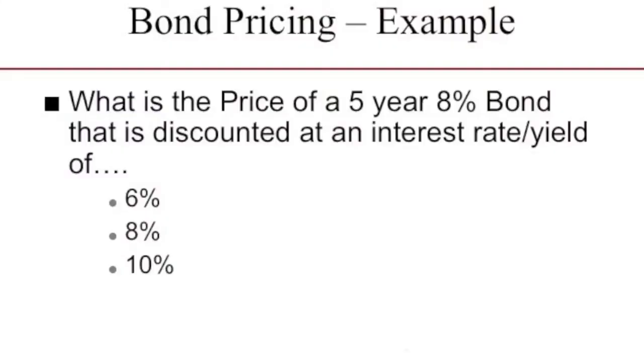We could work through some other examples. For example, what is the price of a 5-year 8% bond? If we discount this at an interest rate or yield or discount rate, we could use all of those phrases interchangeably. What about if we discount them at 6%? Let's work it out again at 8%. And let's work it out again at 10%.